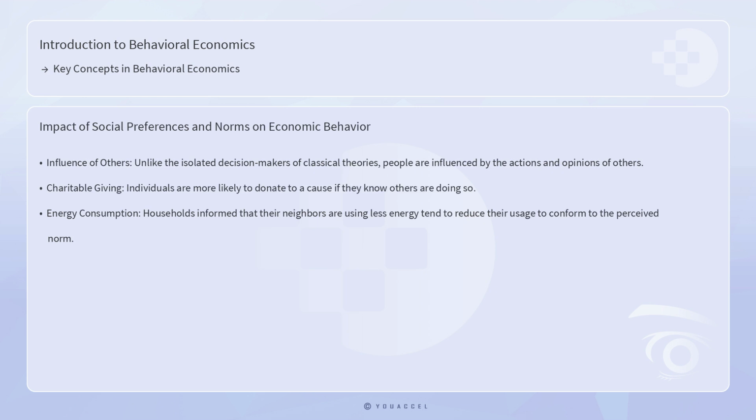Behavioral economics also explores the impact of social preferences and norms on economic behavior. Unlike the isolated decision-makers of classical theories, people are influenced by the actions and opinions of others. Social norms can dictate behavior in various economic contexts, from charitable giving to consumption patterns. For example, studies have shown that individuals are more likely to donate to a cause if they know others are doing so. Similarly, descriptive norms, which describe what most people do, can influence energy consumption behaviors. Households informed that their neighbors are using less energy tend to reduce their usage to conform to the perceived norm.